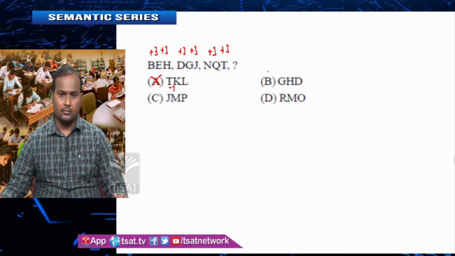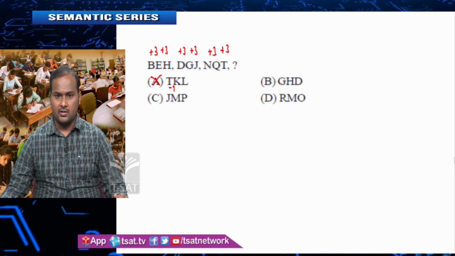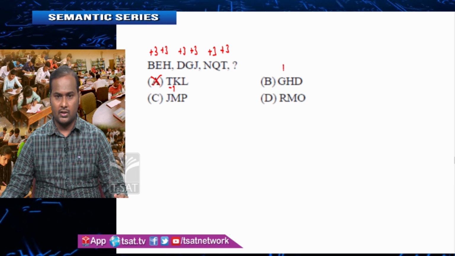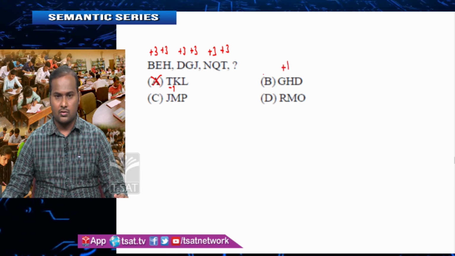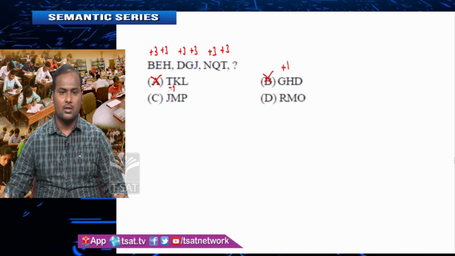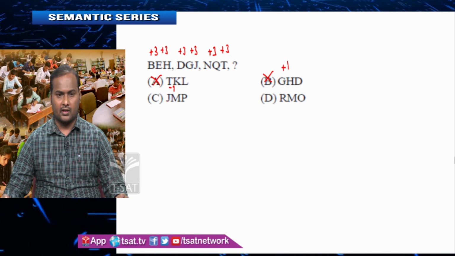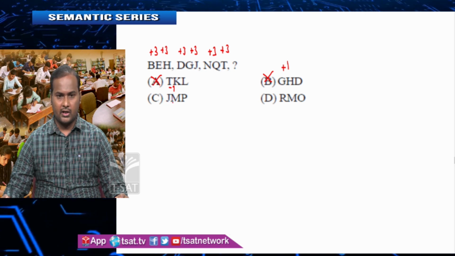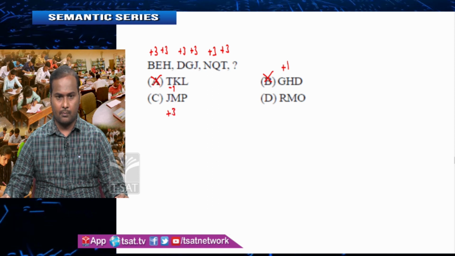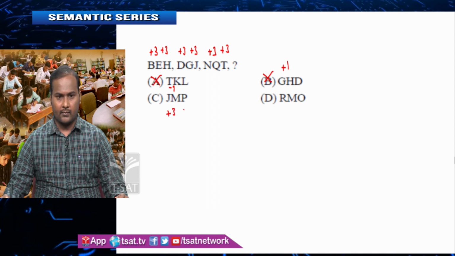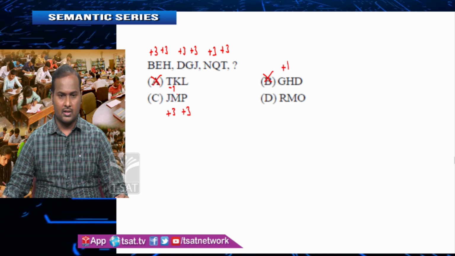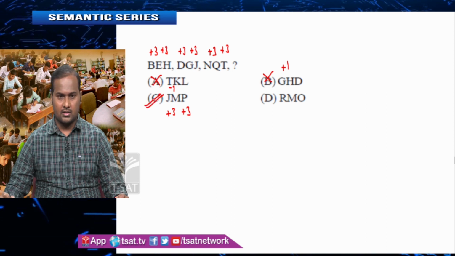Come to option B. In option B, G is 7, H is 8, it is increasing by only plus 1. So, this cannot be your answer. Come to option C. In case of option C, J to M, it is increasing by plus 3, and M to P, here also it is increasing by plus 3. So, your answer is option C.